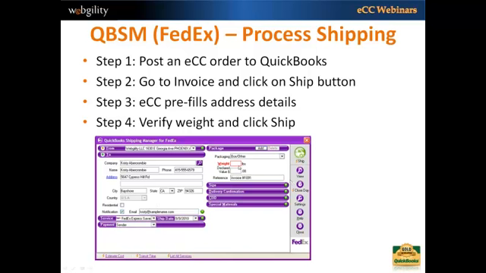What's going to be primarily missing is the weight, because as you know, in QuickBooks Pro Premier Editions, weights are not available for the product. So, once I've generated this pop-up for the QuickBooks Shipping Manager, and eCC has pre-filled all the address details, I can verify the weight, and I click on the green shipping button, and the shipping label is now generated within QuickBooks Shipping Manager.